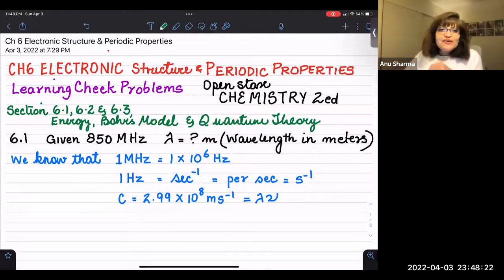Hi, guys. Okay, let's look at chapter 6, electronic structure and periodic properties. This is from the book OpenStax Chemistry, 2nd edition. We are going to be looking at the learning check problems in sections 6.1, 6.2, and 6.3, which relate to energy, Bohr's model, and quantum theory.